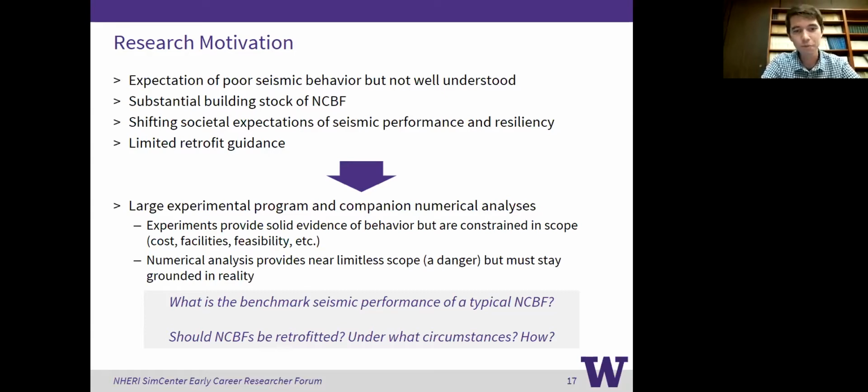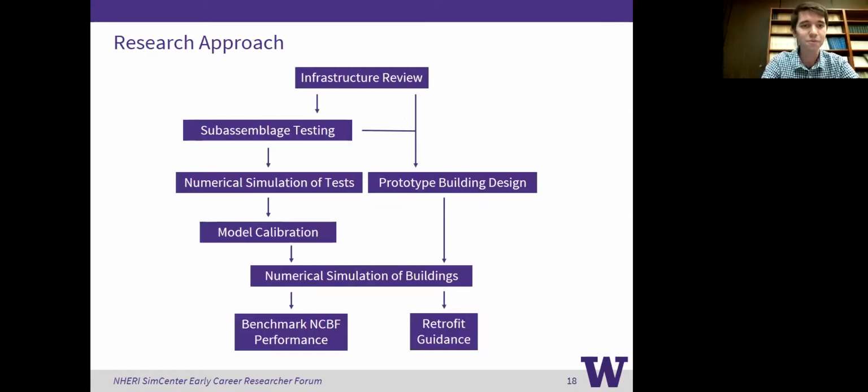So there are two main questions here for the NCBFs. If we're going to think about them as a society, we want to know what the benchmark seismic performance of the typical NCBF is. And that should answer the question of whether they should be retrofitted or not. Certainly, I think there's an expectation that they need to be retrofitted. So in those cases, what are the circumstances of the retrofit and how do you actually perform it? These are the research questions that I'm trying to answer.